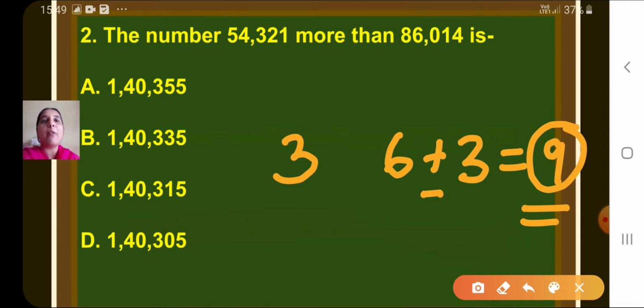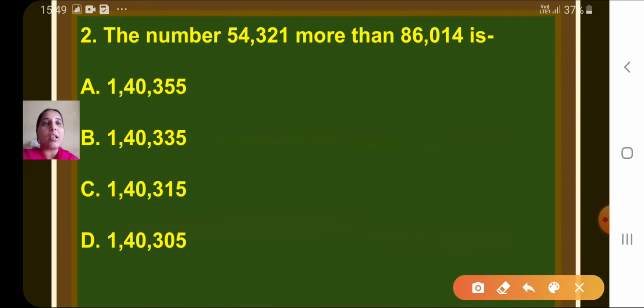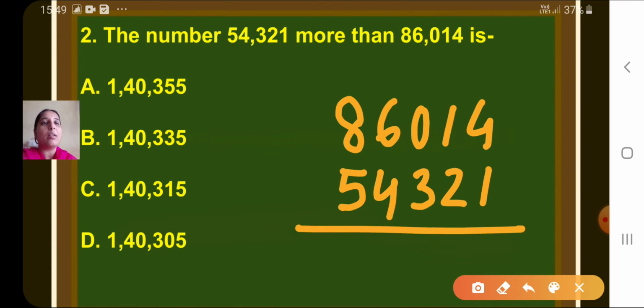The number 54,321 more than 86,014 is. So, what will we do in this case? Yes, we will add and then we will get the answer. So, let's add to get the answer. Now, let's write that: 86,014 plus 54,321. Like I am doing here on this board, you will be doing the same calculation in your notebook. Got it, children? So, let's add 4 plus 1, what will we get?